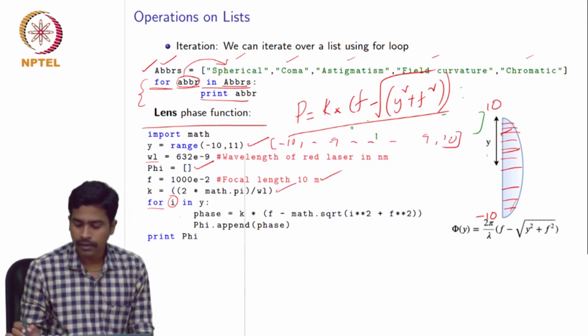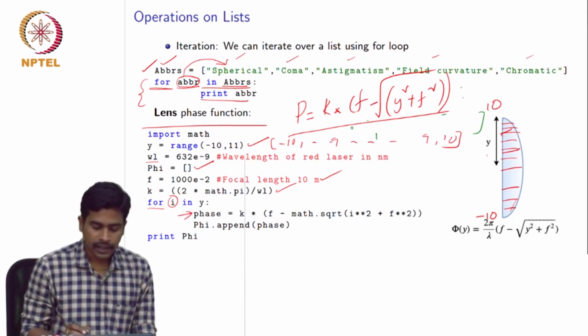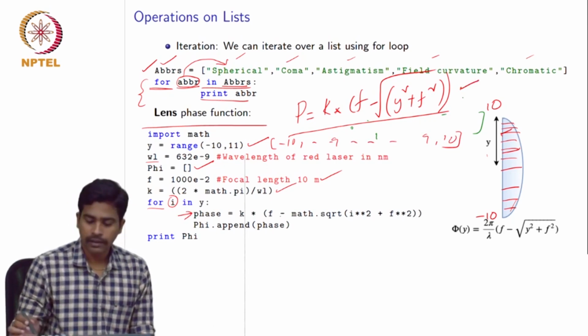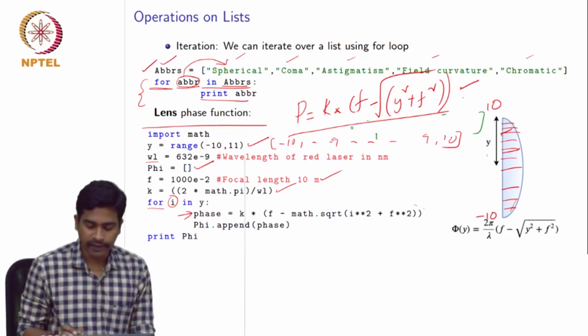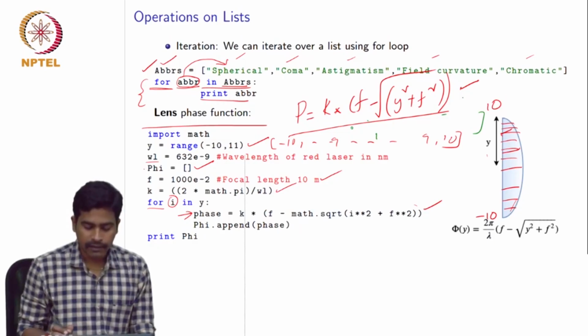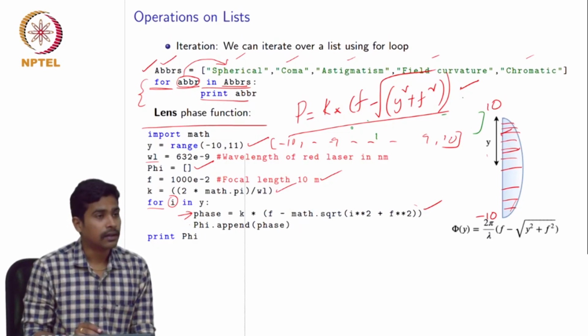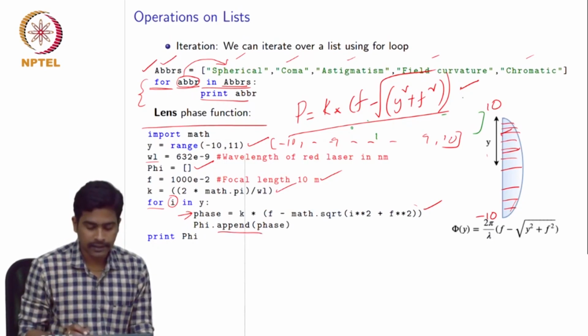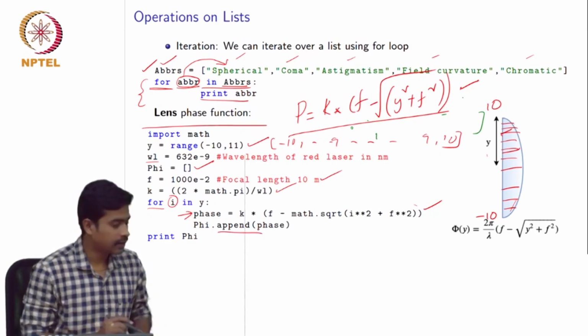In the for loop, I is the dummy variable that is going to take the values in the range minus 10, minus 9 and so on to 10, and this is the equation that I have written here to calculate the phase. After calculating this phase, I am adding these phase values to the total phase list using this append command.